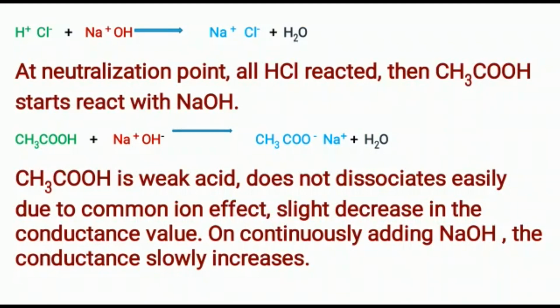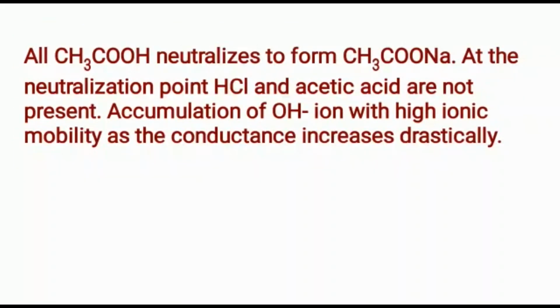HCl is completely neutralized. On adding sodium hydroxide, acetic acid reacts with the sodium hydroxide. It is a weak acid, it does not dissociate into ions and cannot be represented as ions. All the acetic acid is neutralized to form sodium acetate. At the neutralization point, HCl and acetic acid are not present, and with the accumulation of OH minus ions with high ionic mobility, the conductance increases drastically.